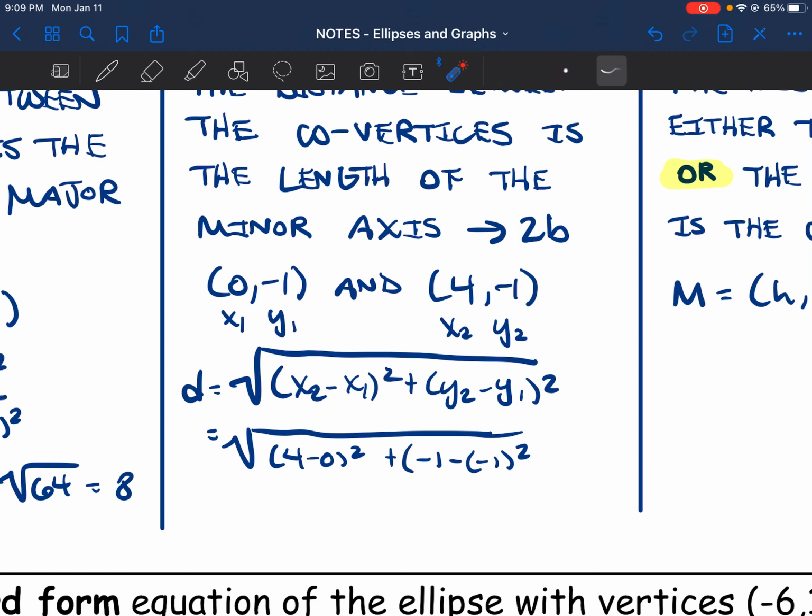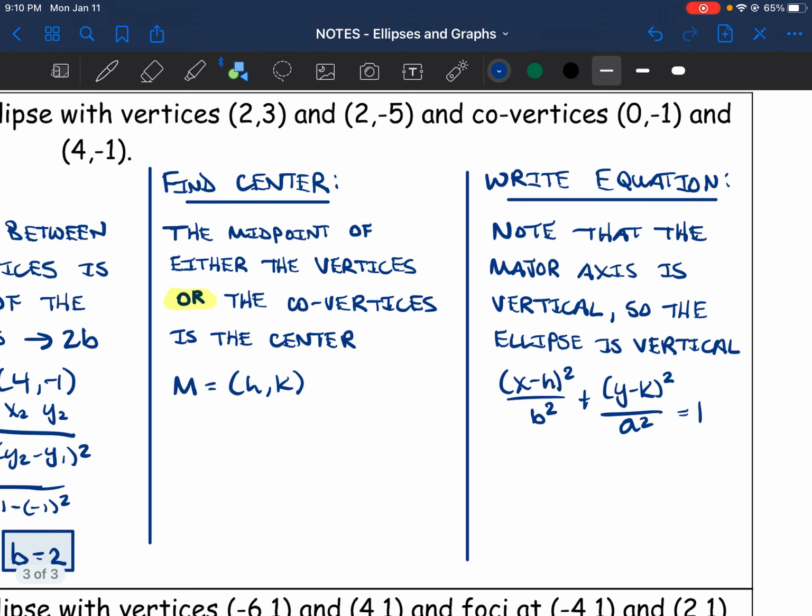Okay, so we have the A term is 4, we have the B term is 2. Next, we need to find the center, and you have a couple options for the center here. Recall that in an ellipse, the center is going to be the midpoint of either the vertices or the midpoint of the co-vertices. So we can use the midpoint formula, and we can easily get the center. I'm just going to choose, doesn't really matter, I'm going to choose the vertices here.